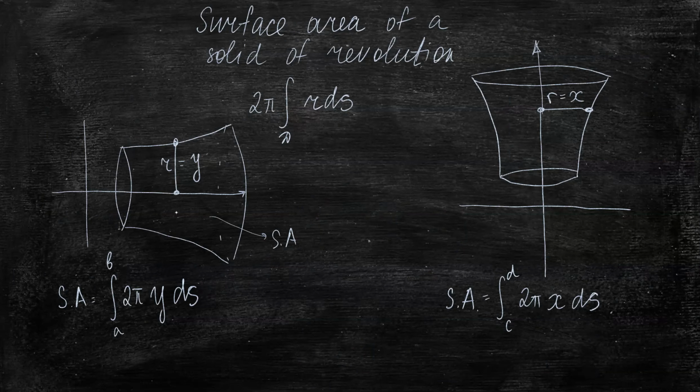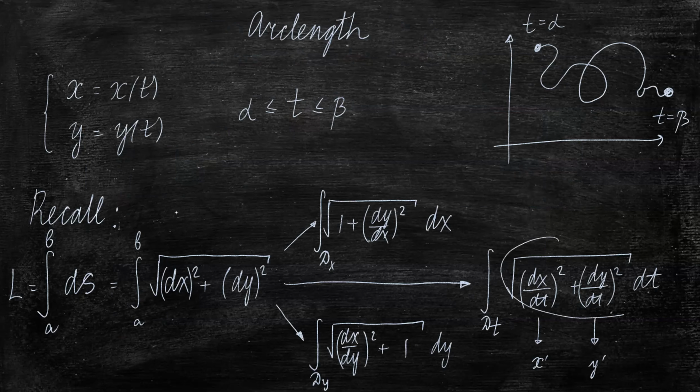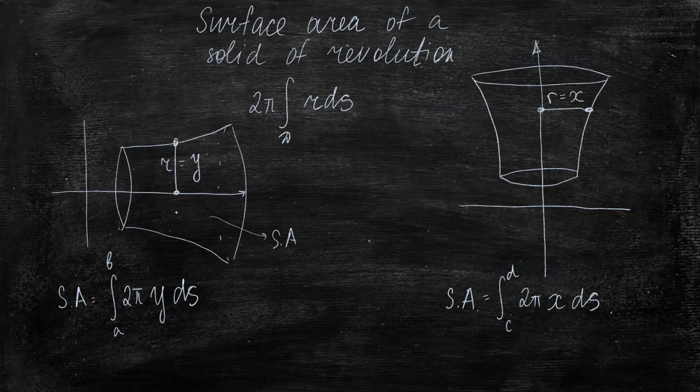Now, the question is, what do we do when we have a parametric curve instead of the explicit function? Well, you probably can guess it now. Then we're just gonna rewrite ds according to this interpretation right here, and that's exactly what we're gonna do.